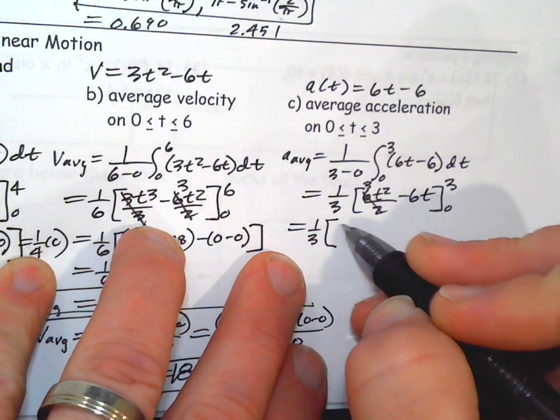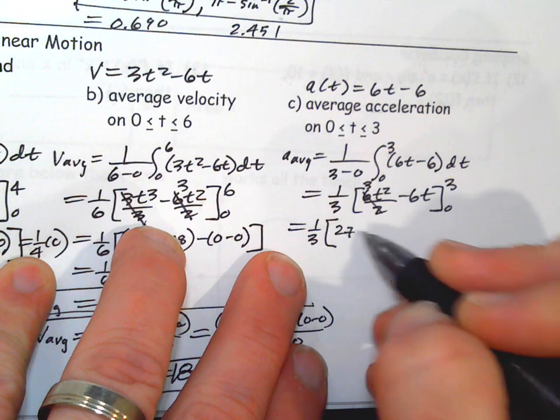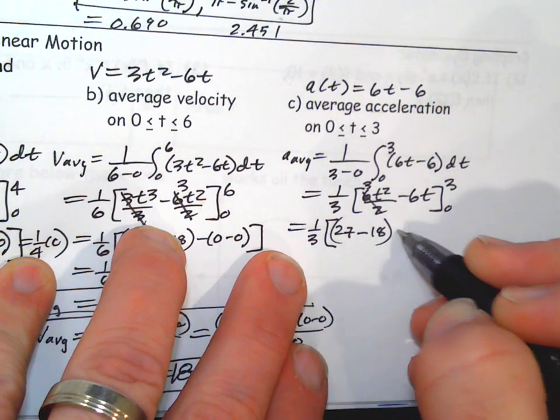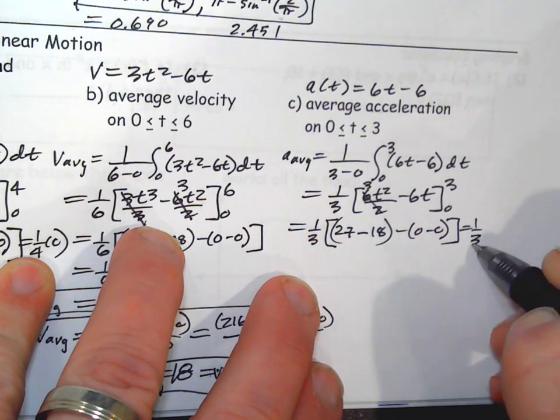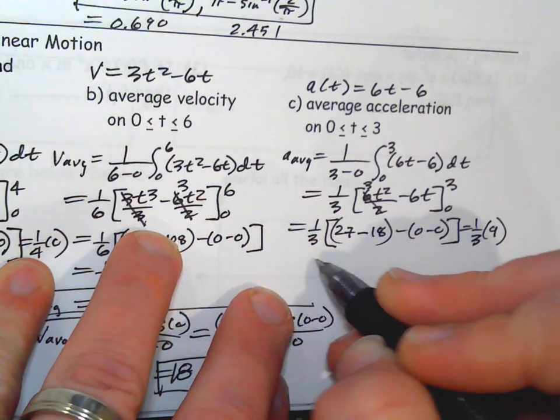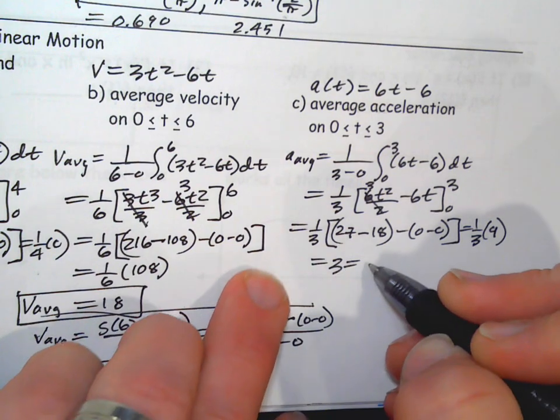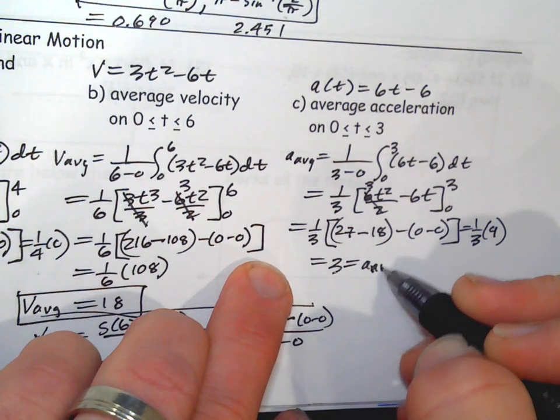So if we plug 3 in here, it's going to be 27 minus 18 minus 0 minus 0. So it's going to be 1/3 of 9 is 3. So that's your average acceleration.